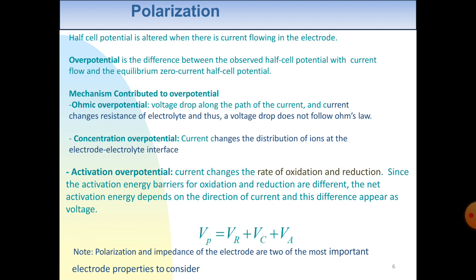The next is activation over potential. Current changes the rate of oxidation and reduction, since the activation energy barriers for oxidation and reduction are different. The net activation energy depends on the direction of the current, and the difference appears as voltage. That is, the polarization voltage is equal to resting potential voltage plus concentration voltage plus activation voltage. So polarization and impedance of the electrode are two of the most important electrode properties to be considered.